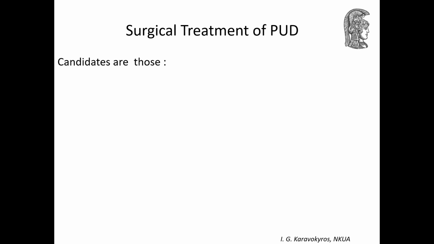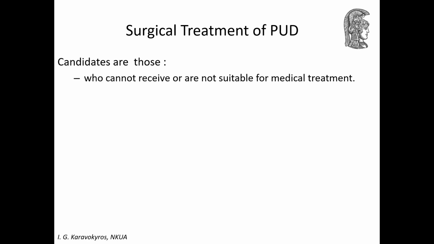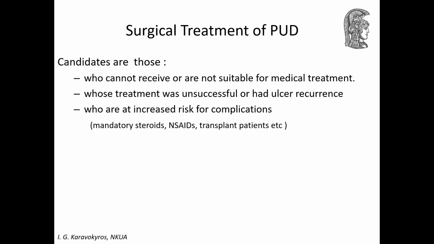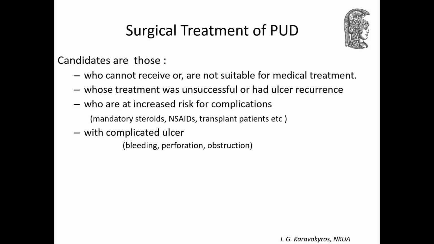The effectiveness of medical treatment of peptic ulcer disease has reduced the role of surgery dramatically. Candidates for surgical treatment are those who cannot receive or are not suitable for medical treatment, those whose treatment was unsuccessful or had ulcer recurrence, those at increased risk for complications, for example mandatory steroids or non-steroid anti-inflammatory drugs, transplant patients, etc. Those with complicated ulcer: bleeding, perforation, obstruction.